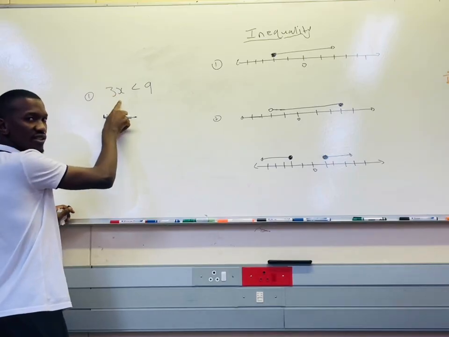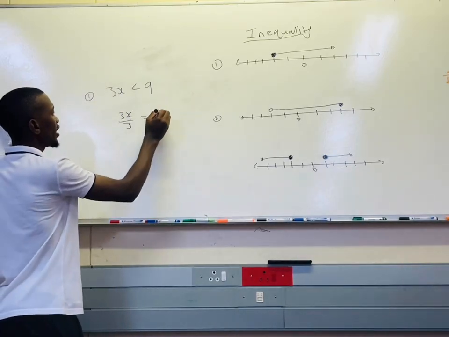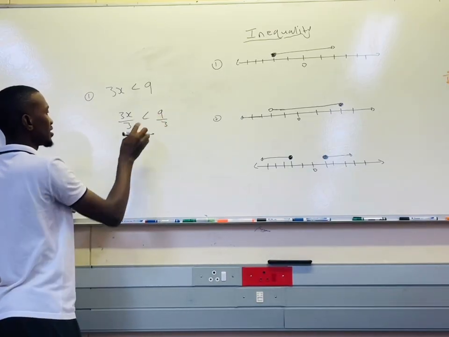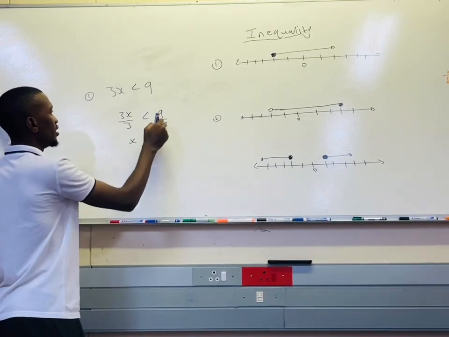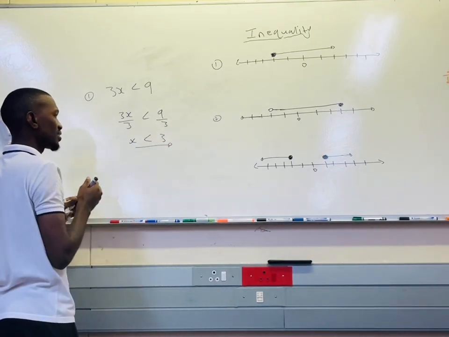I must divide both sides by 3. So I have 3x divided by 3 and 9 divided by 3, and x is still less than. So x is going to be less than 9 divided by 3, which is 3. So x is less than 3.